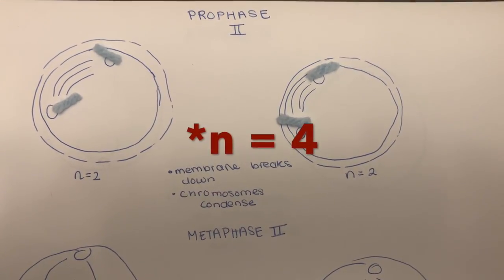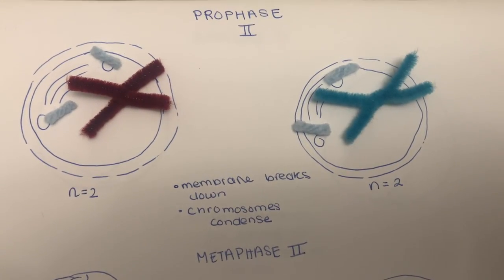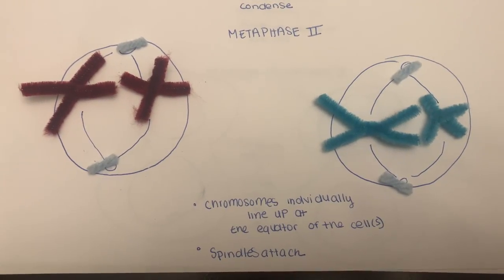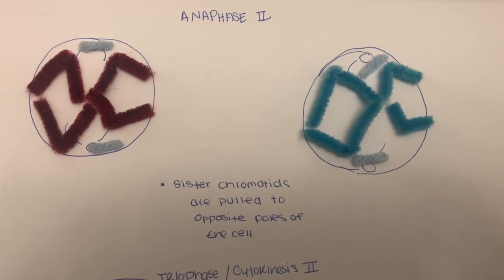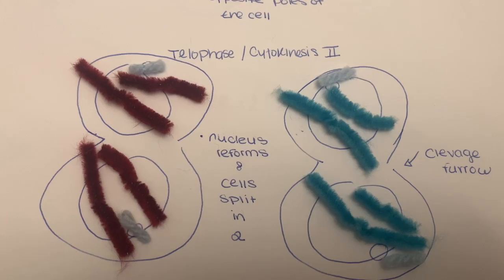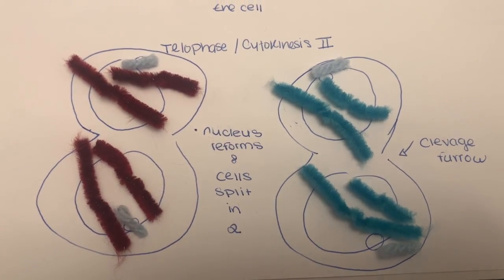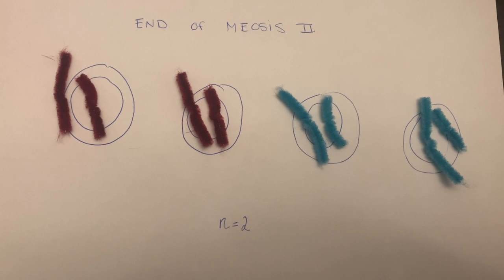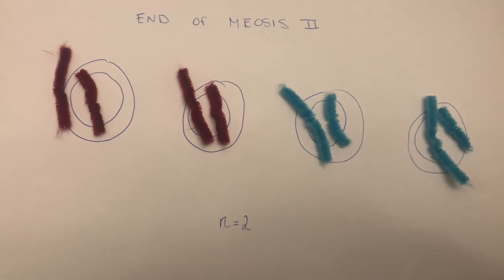In prophase 2, the nuclear membranes in both cells break down and the chromosomes condense, and the spindles are spreading across the cell. In metaphase 2, the chromosomes individually line up at the equator, not in pairs, and the spindles attach to the centromeres. In anaphase 2, the sister chromatids are pulled apart to opposite ends of the pole. In telophase and cytokinesis 2, the nucleus reforms and both cells split into two at the cleavage furrow. This results in 4 haploid daughter cells, each with half the DNA of the original parent cell, where n equals 2.